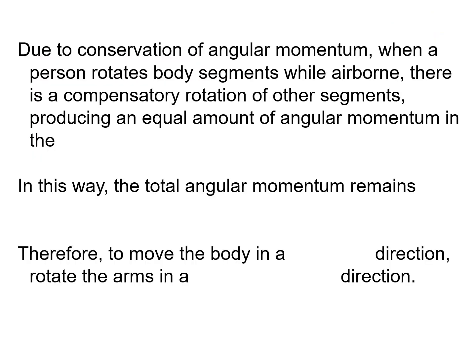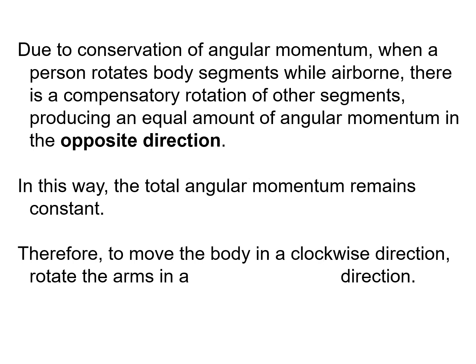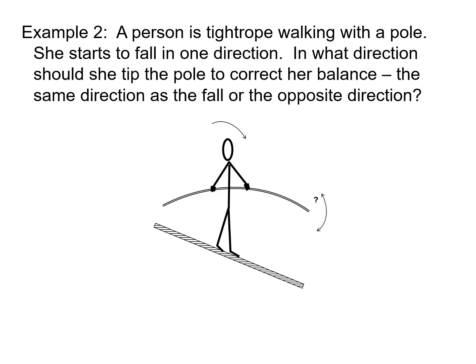So due to the conservation of angular momentum, when a person rotates body segments while airborne, there is a compensatory rotation of other segments, and this produces an equal amount of angular momentum in the opposite direction. Remember Newton's third law of motion, equal and opposite? This holds true in angular kinetics as well. So in this way, the total angular momentum remains constant. Therefore, to move the body in a clockwise direction, we rotate our arms in a counterclockwise direction.